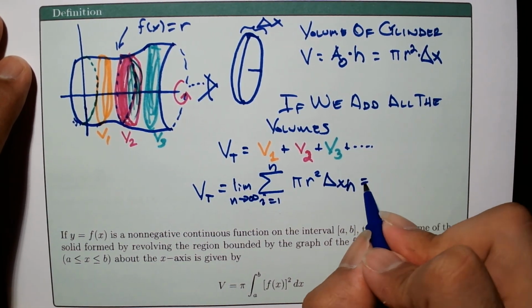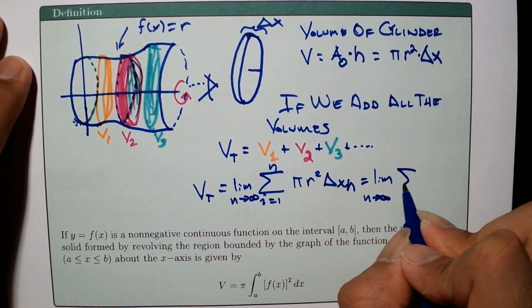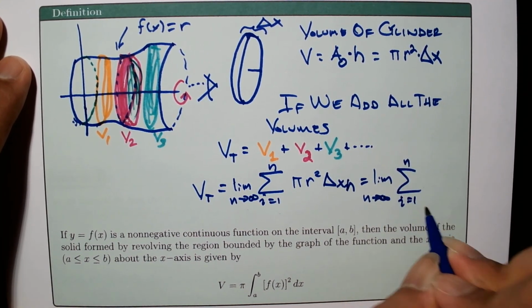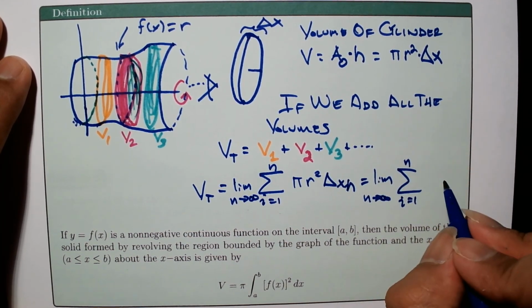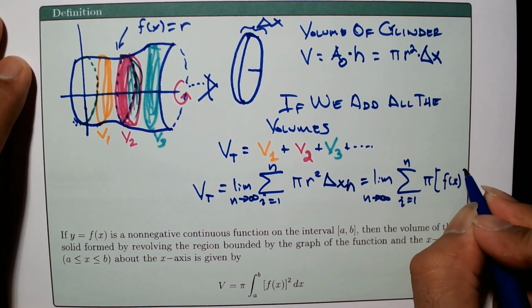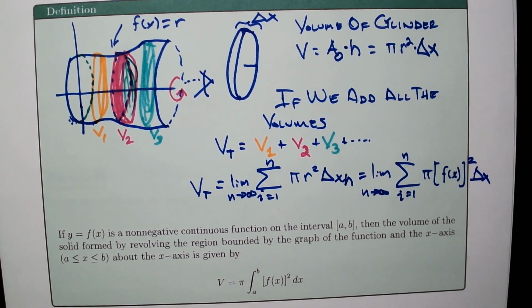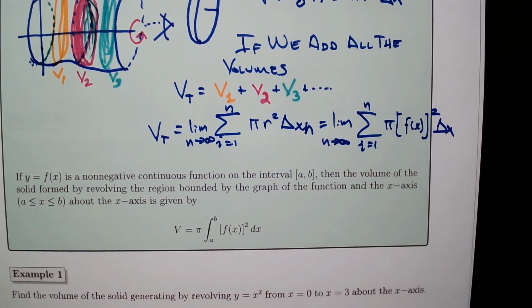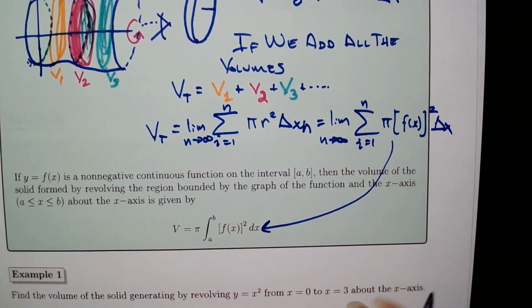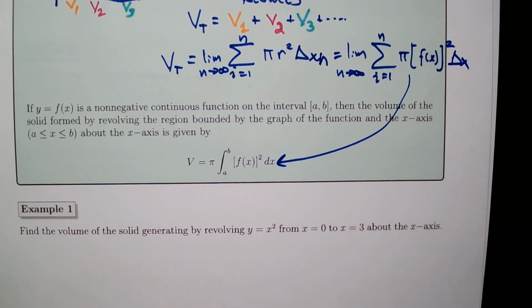In other words, the limit as n approaches infinity of the sum from i equals 1 of pi f of x squared delta x. If we evaluate the limit using Riemann sums, as we have done in the previous semester, we get the integral. And ultimately that's what we're going to use.